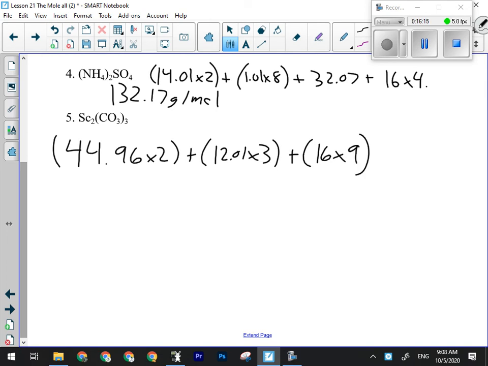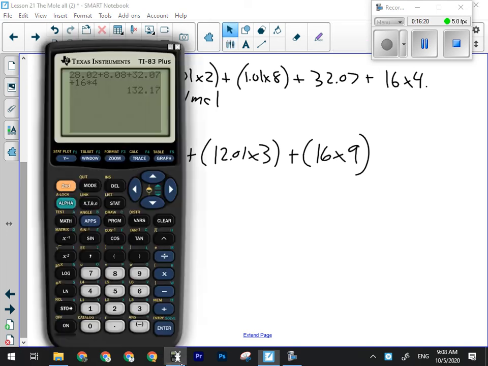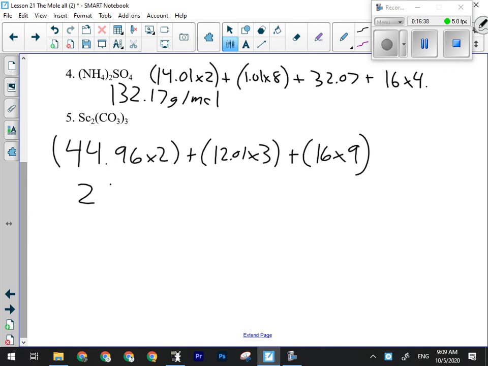Okay, so it's really important to understand what those brackets mean, what we have to do with the numbers and the numbers in the brackets and all of that kind of stuff, okay, in order to get these numbers right. So 44.96 times 2 plus 12.01 times 3 plus 16 times 9. All right, so we're looking at 269.95 grams per mole for that. Okay, making sense? It's really just a matter of multiplying and adding. It's nothing really mathematically challenging as long as you remember what all the brackets and stuff mean. You really can't go wrong.